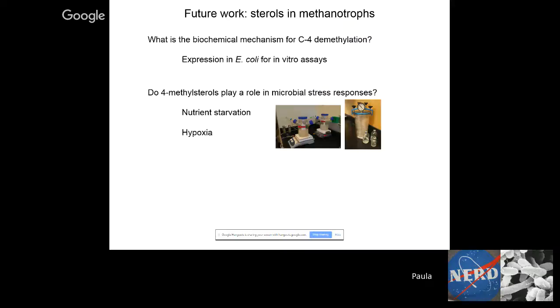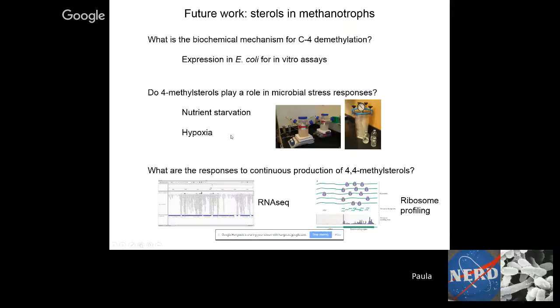We're also interested in what role these 4-methylsterols play in microbial stress responses. Now that we have a mutant that cannot demethylate at that position, we're wondering if that mutant will have some kind of phenotype in either some kind of stress, hypoxia, as we see in fission yeast, or nutrient starvation.